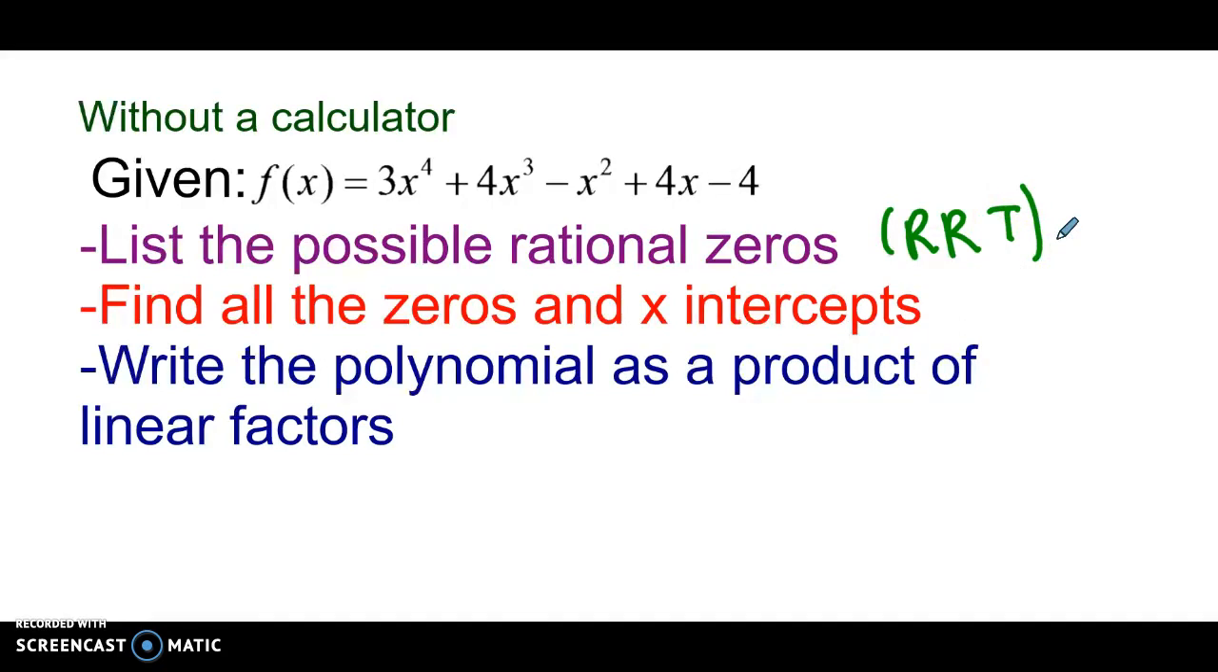Rational root theorem. Then we're going to find all the zeros using the rational root theorem and the x-intercepts, which are pretty much the same thing. So x-intercepts are ordered pairs in the graph, and they're real. And then we're going to write the polynomial as a product of linear factors, okay? So let's start by using the rational root theorem. Figure out our p's. Remember, p's are factors of our last term, our constant. Give me plus or minus 1, plus or minus 2, plus or minus 4.